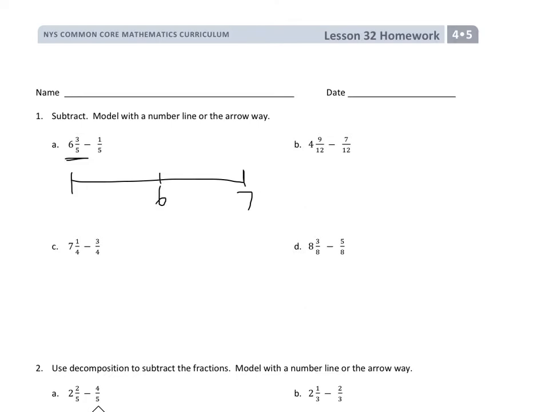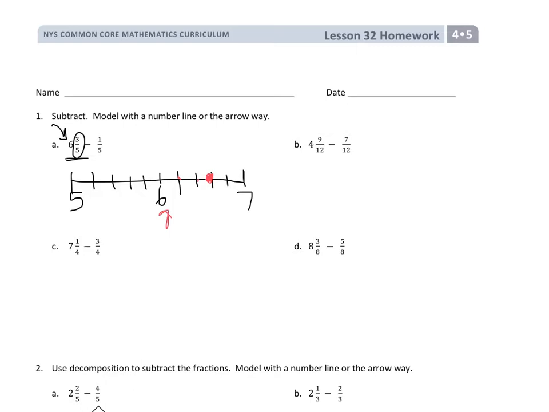So 7, 6, 5. And because I have the whole numbers, that's the first part of the mixed number, the whole number part. I need to look at the fraction. So in this case, I need to make fifths. That's going to allow me to find my mixed number of 6 3/5. So first I find 6, and then I count out 3/5. This is my starting number.